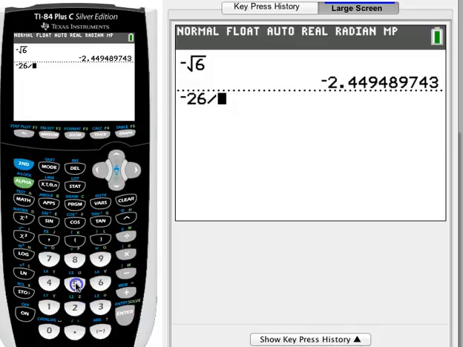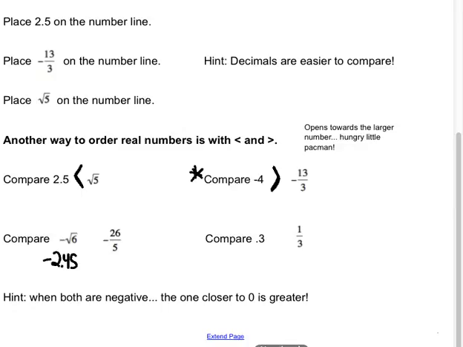-26/5 is going to be -5.2. Because the -5.2 is actually more negative than the other one, that's going to make it the smaller value. So here, the -square root of 6 is going to be the larger one.